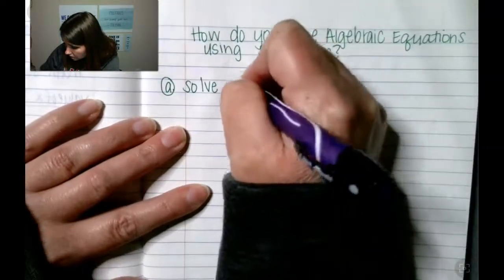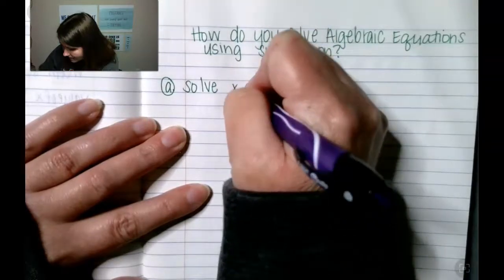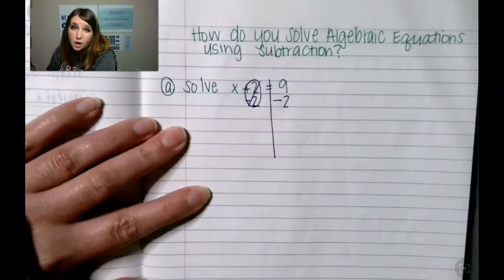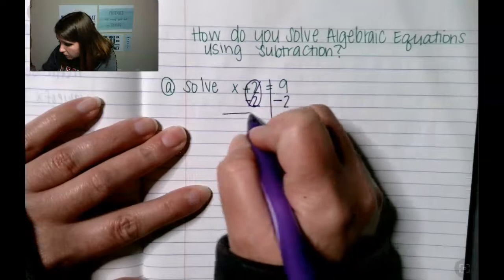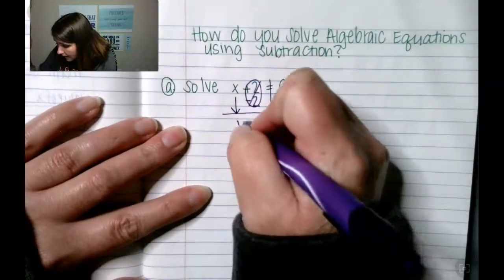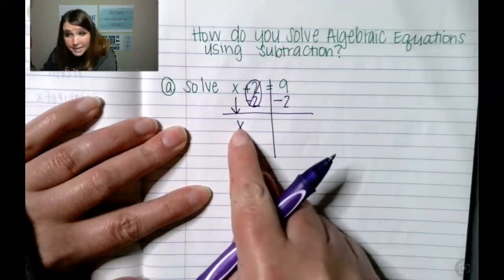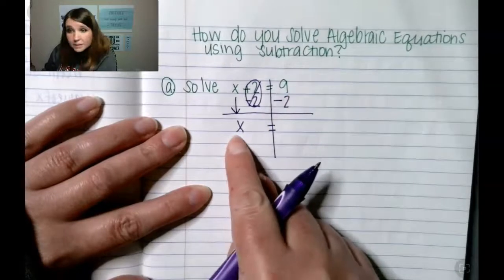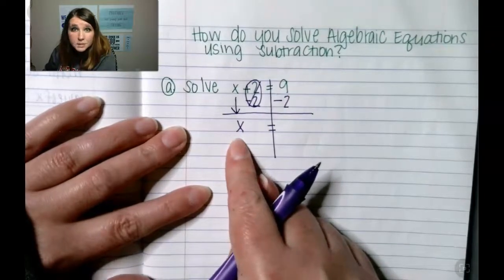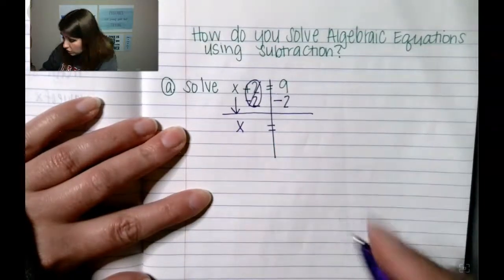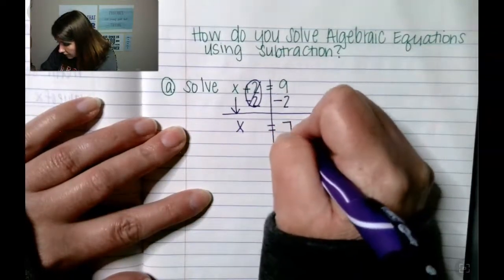This becomes 0 because it's gone. Those have disappeared. They're done. They're gone. And now I can drop down my x. My x is all by itself on my balance. On my balance, my x is there. It's by itself. And I have 9 minus 2, which equals 7.